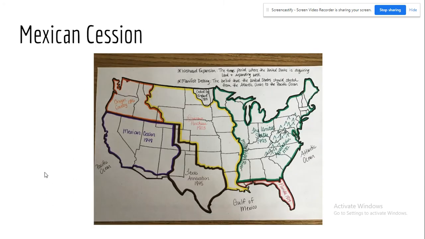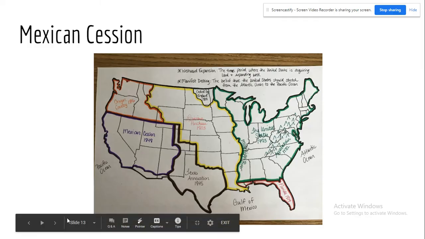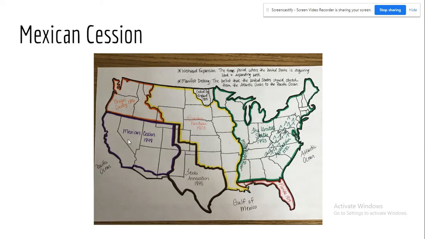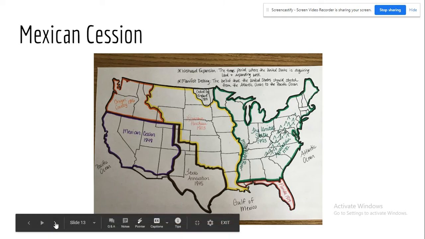Now, the next area of land that we acquire is what's called the Mexican Cession. And we're going to carve out 7 states from the Mexican Cession. So we're going to have California, Nevada, Utah, portions of Wyoming and Colorado, and Arizona and New Mexico as well. And I took a blue or a purple marker here in this section, okay, and outlined it, labeled it as the Mexican Cession, and included my date of 1848 in there.